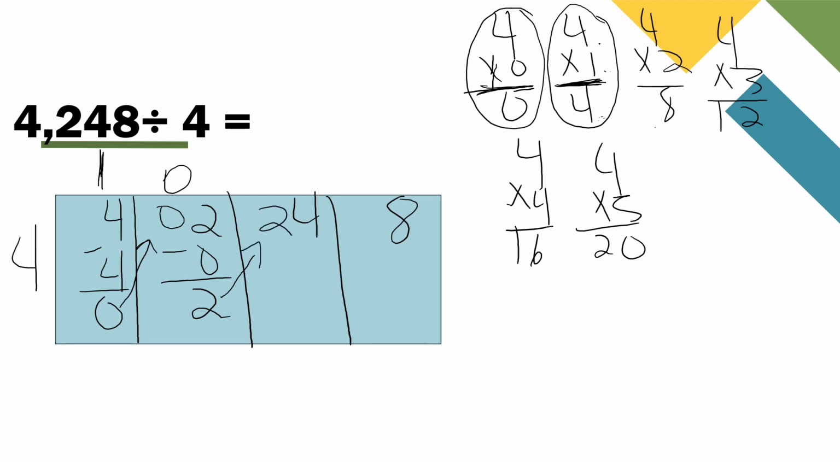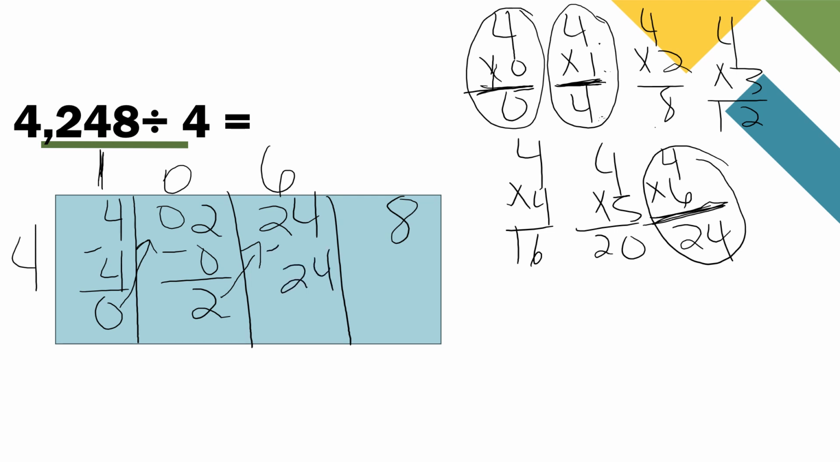So now I have the number 24. I stopped on 20. Remember to keep going just to make sure. So 4 times 6, I got 24. So I circle what's touching the top of my line. So it touches the top of the box. What touches the bottom goes in the bottom. And then I subtract. 24 minus 24 is 0. All right, move it over to the next box.